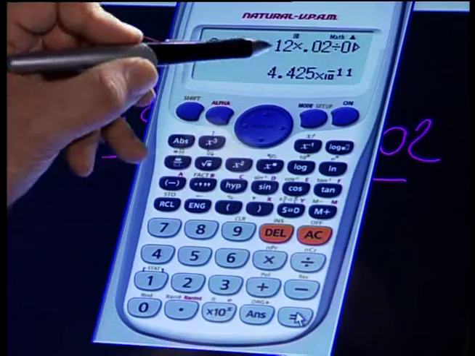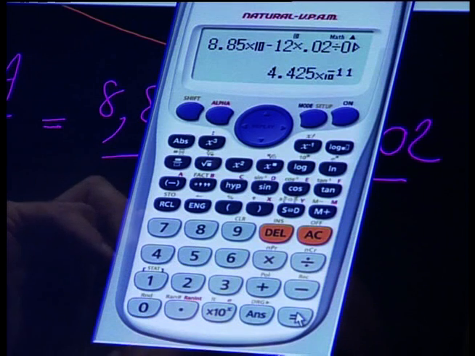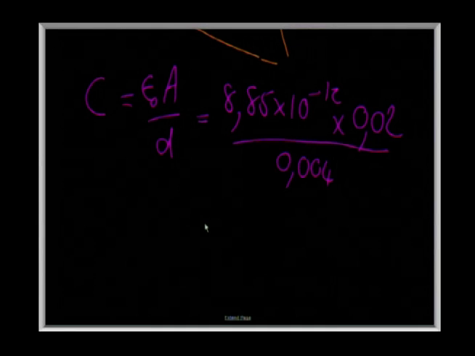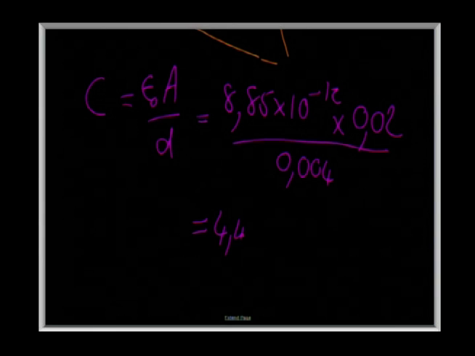And that would be units of capacitance. But let's just make sure we round up, because that's a 5. We're going to do 2 decimal places, so it's 4,43 times 10 to the minus 11. So here we go, we're going to say it's 4,43 times 10 to the minus 11. Now, make sure you put the units in. What are the units for capacitance?